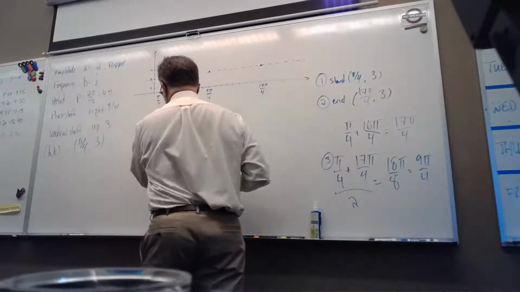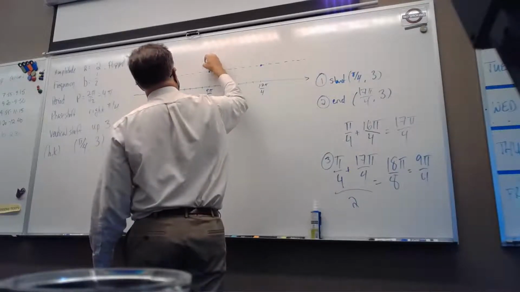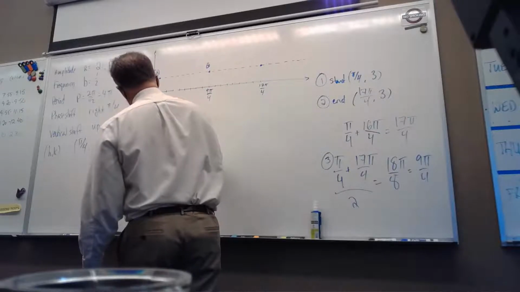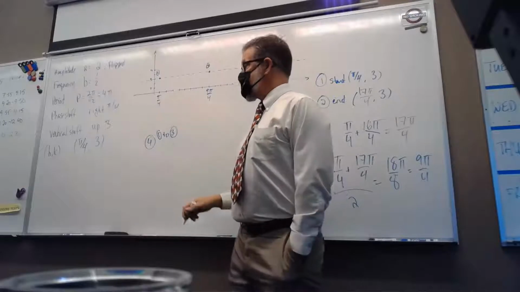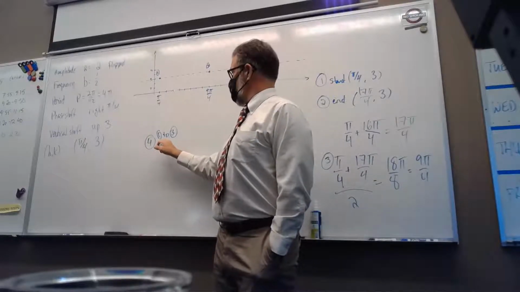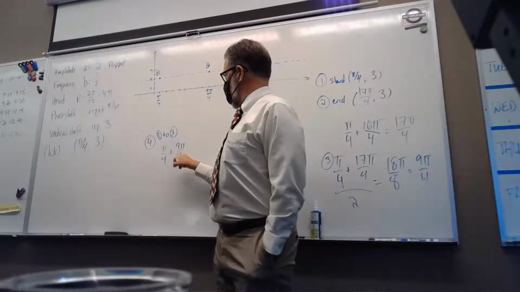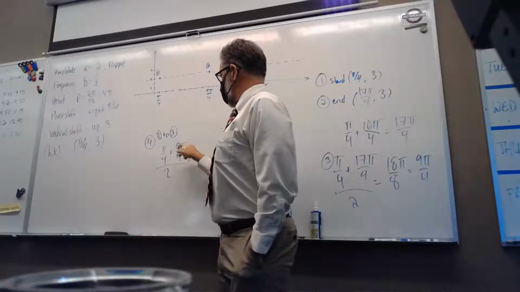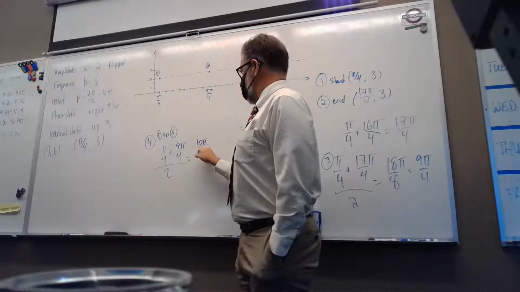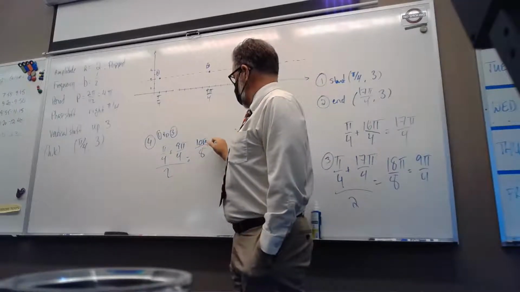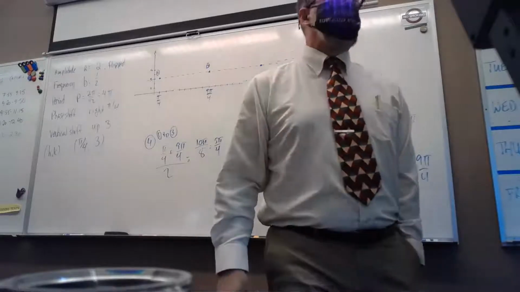Let's go halfway between, see, that was 1 and this was 3. Let's go 1 to 3. So halfway between these two. What do I do? Pi over 4 plus 9 pi over 4, not all of that. Boom. So pi, 1 plus 9, 10 pi, divided by 4, divided by 2, divided by 8, which is 5 pi over 4. Notice how nice it is that everything's in pi over 4s.